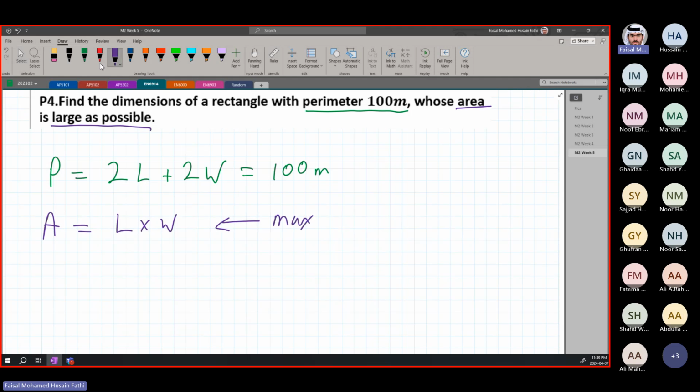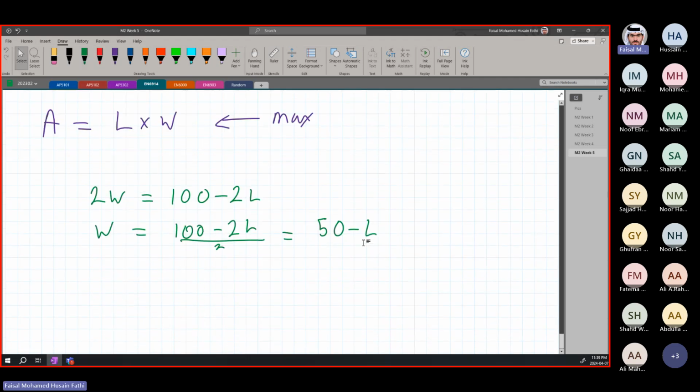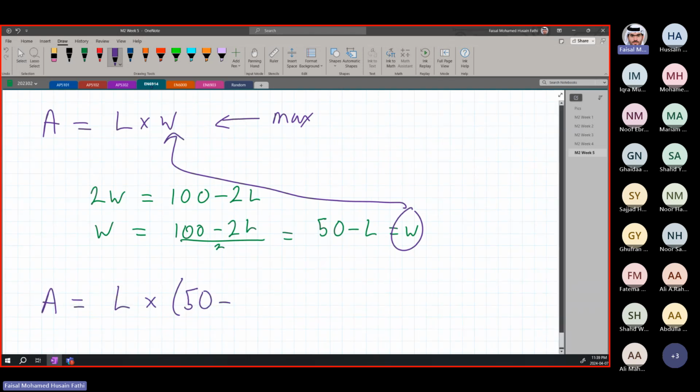Then, again, we're going to look at the first equation and we're going to solve for one of them. Let's solve for W this time. 2W is equal to 100 minus 2L. W is equal to (100 minus 2L) divided by 2, which is equal to 50 minus L. All right. And now we can substitute this W over into here. Area is equal to length times (50 minus L). Again, it doesn't matter if you're solving for L أو for W, كله نفس الشيء. إنزين في النهاية الجواب بيكون نفس الشيء.